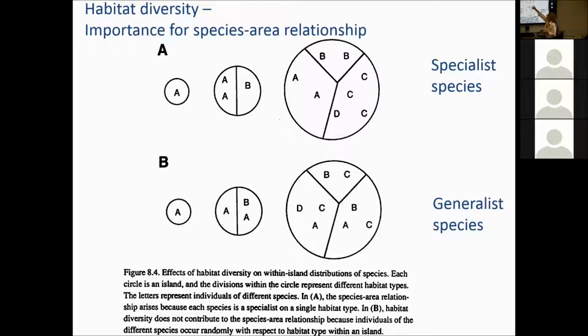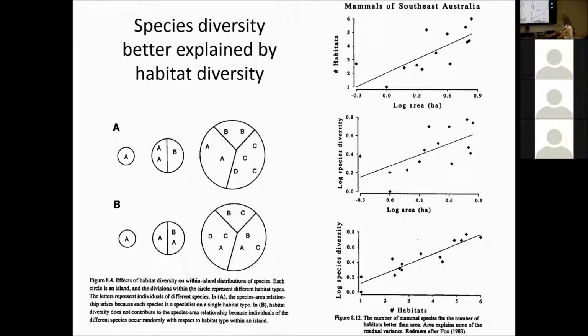In other words, in both of these cartoons, you end up increasing species as you get to larger sizes. But in this case, it matters because the species that you're increasing represent specialist species that divide themselves out by particular habitats. Whereas in this case, you have a bunch of generalist species, and it doesn't matter that you have 3 different habitats, you can find them in all kinds of habitats. So habitat diversity may be a key factor to consider when you look at the patterns of relationships between the number of species and the size of the forest or the distance from the forest. So for example, in this study of mammals of Southeast Australia, what we have, I can use my mouse here as a pointer.